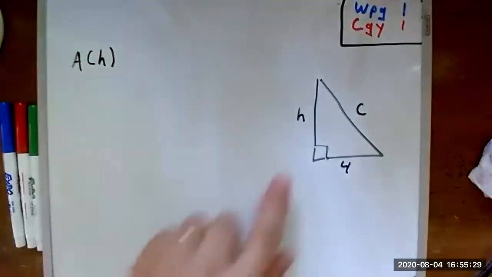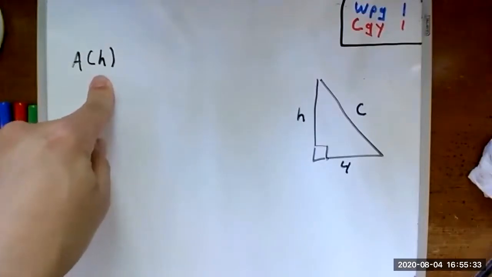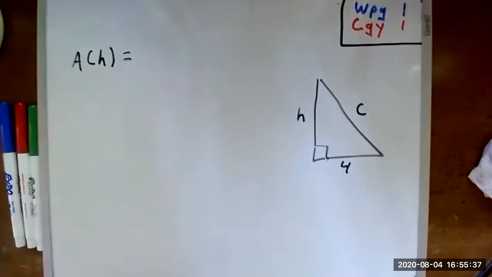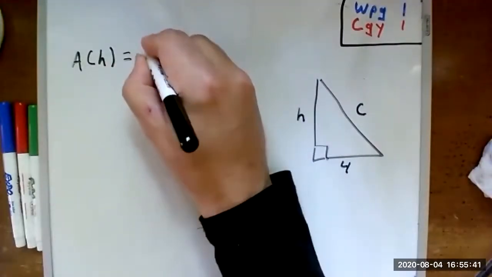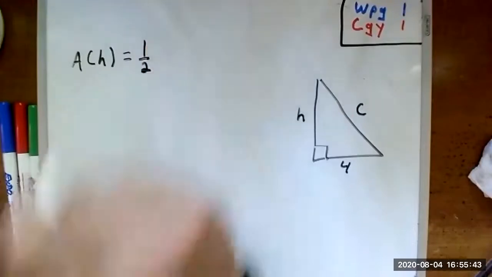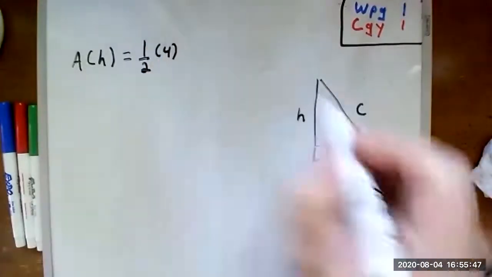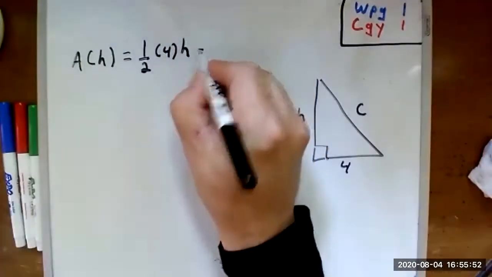Let's consider the formula for the area of a triangle. In this particular case, we'll take the area in relationship to its height. So we'll take A of h, because h is the variable that we want this in relationship to. Our formula for the area of a triangle is 1/2 base times height.